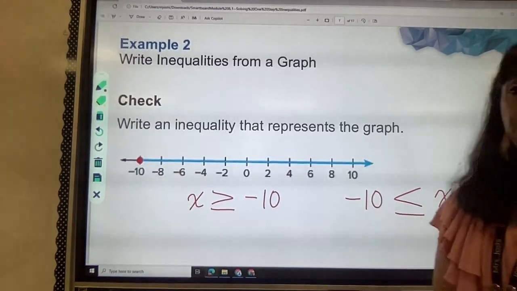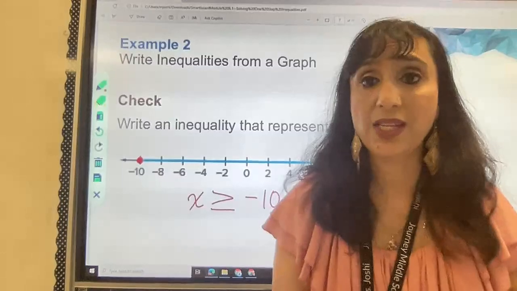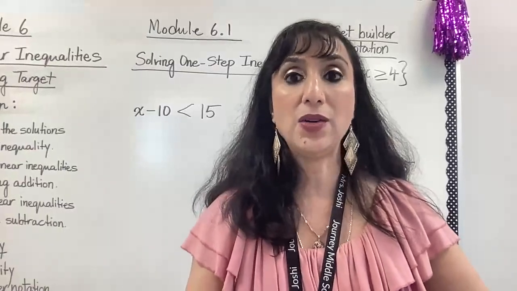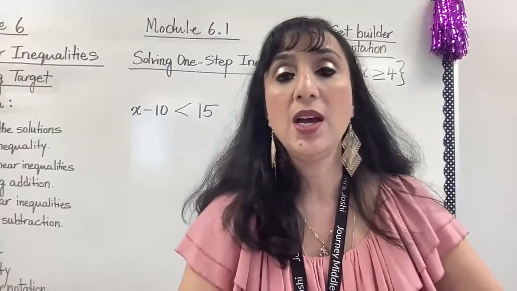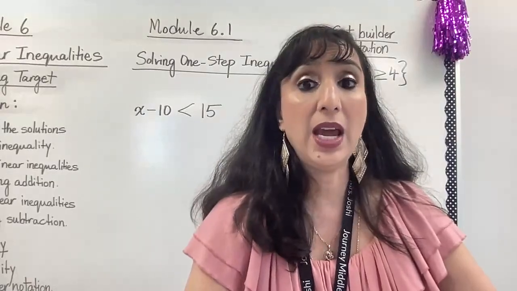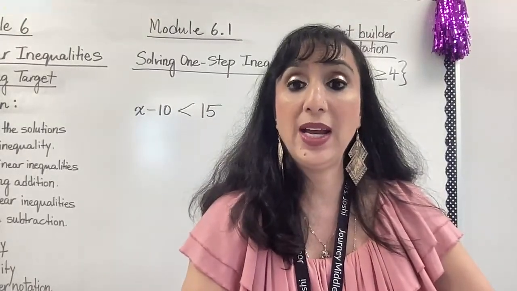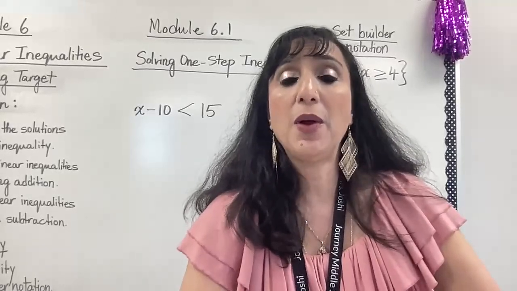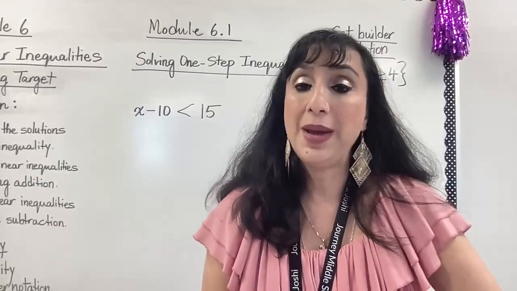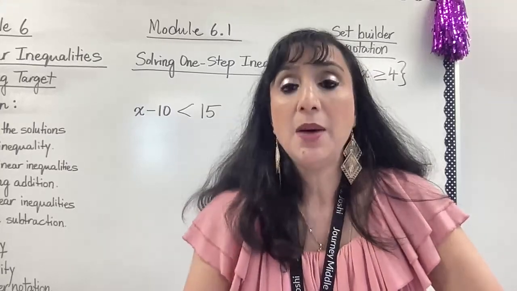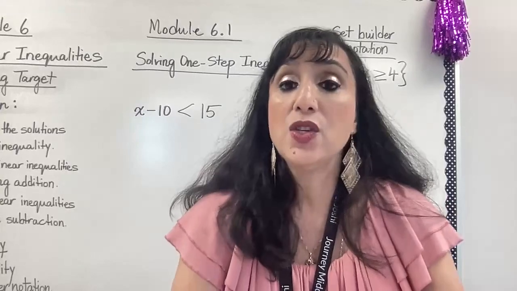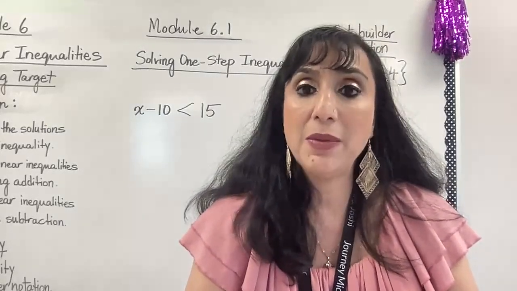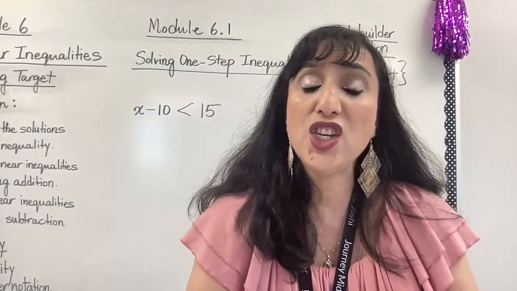Okay, now let's talk about addition and subtraction properties of inequality. If I am adding the same number to both sides of the inequality, it's not changing the inequality, right? So if I have a problem like x minus 10 is less than 15, basically, I solve it the same way I have solved equations, but the only thing over here now is I don't have an equal sign, so it's an inequality. So the inverse of subtraction is addition. So I would add the same number to both sides of the inequality, and that is the addition property of inequality.